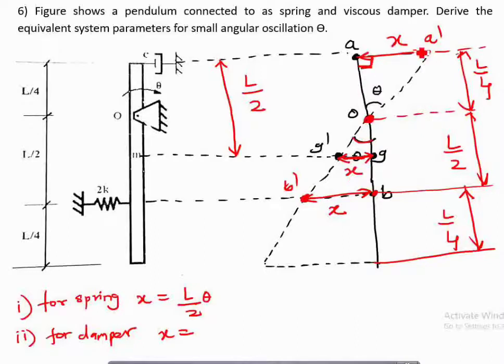So this triangle OA dash you will consider for the damper. For the damper, this distance OA is nothing but L by 4, so the displacement is L by 4 into theta. Now the third and the most important point, for CG.